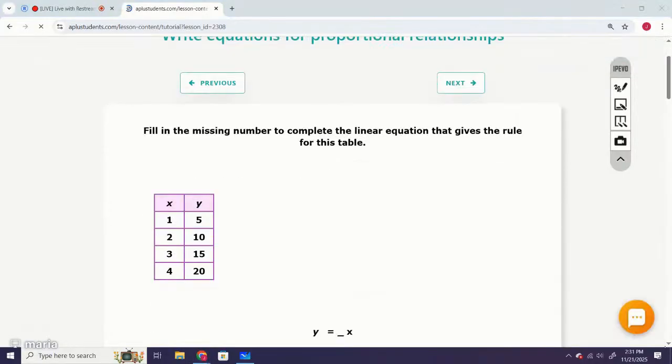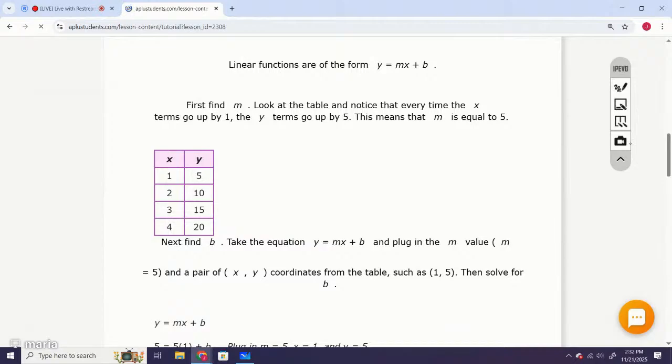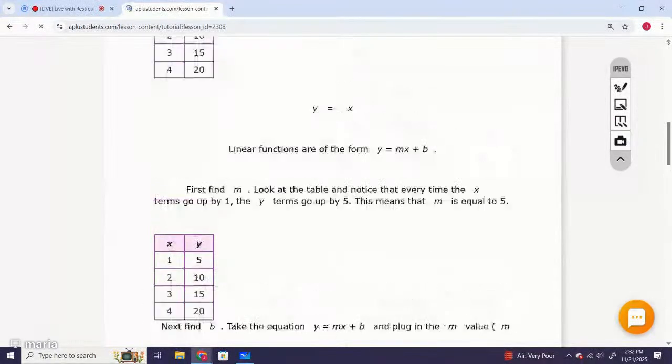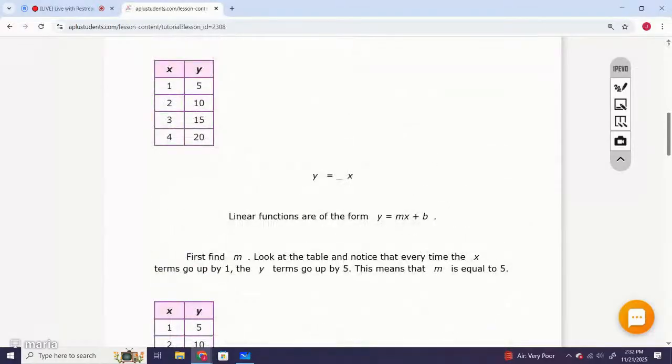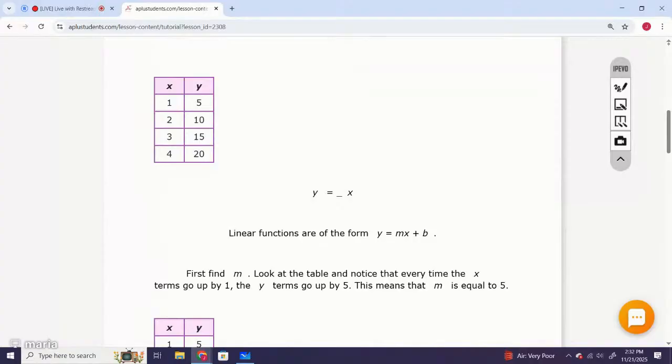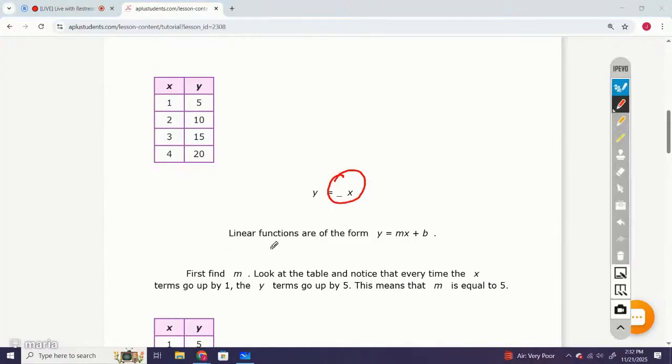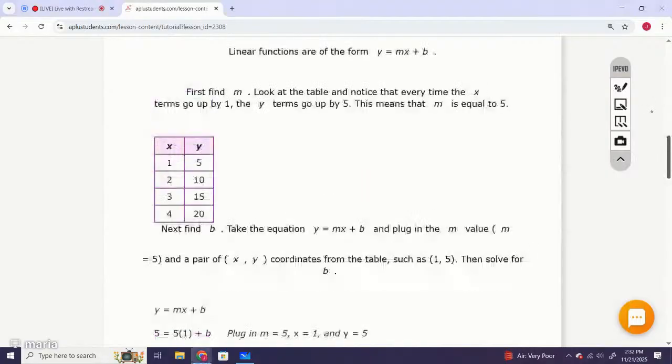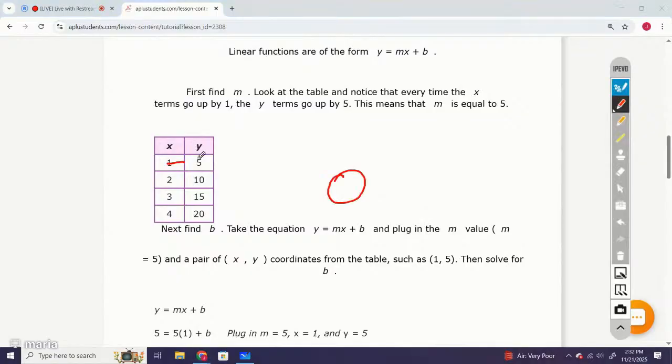Find the missing number to complete the equation that gives the rule for this table. So y is equal to the missing number times x. We need to find what number times x it is, right? The linear function is of the form y equals mx plus b. To find m, look at it: every time x goes up by 1, y goes up by 5. This means m is equal to 5.